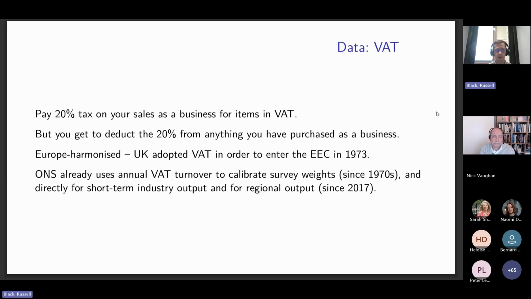VAT data. As everyone knows here, probably because you all pay VAT every day on your purchases, value-added tax is one of the key UK taxes. Key European taxes. The UK is fully harmonized. The UK adopted VAT with the EEC accession in 1973. And it's already used by ONS to supplement many of the surveys. I may even mention a bit of that later on.